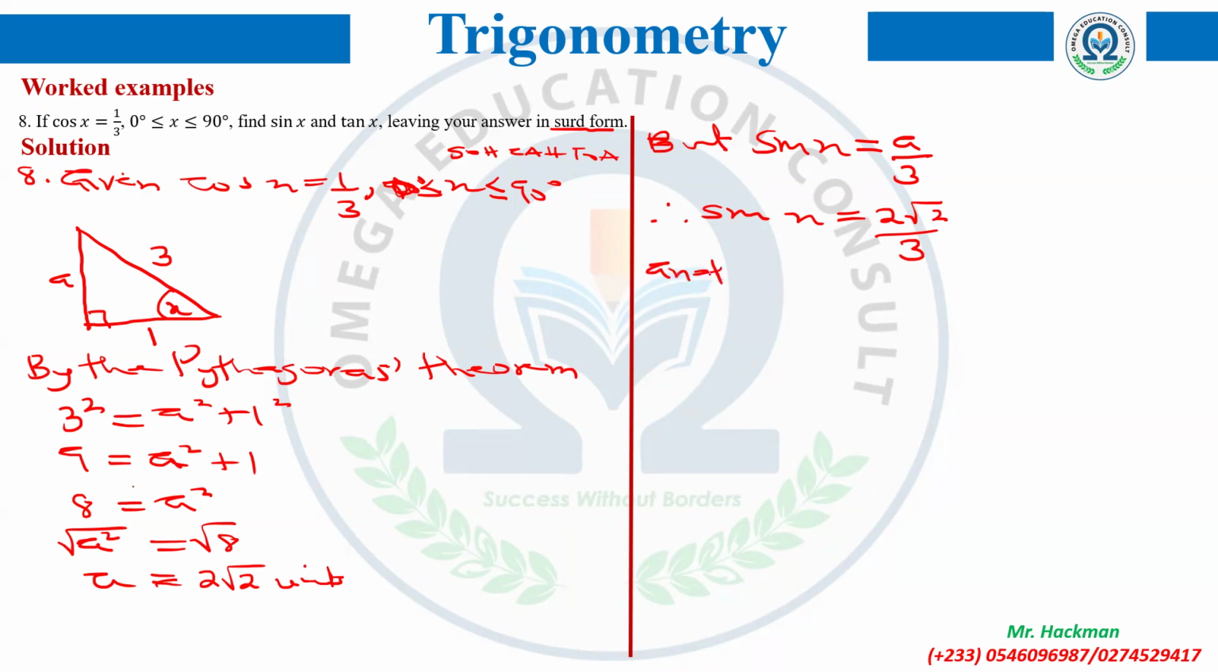And we are supposed to find tan x. So tan x will be equal to opposite over adjacent. The opposite is 2 root 2 that we found, over the adjacent, and that is 1. So therefore, tan x will be equal to 2 root 2. Is that clear?